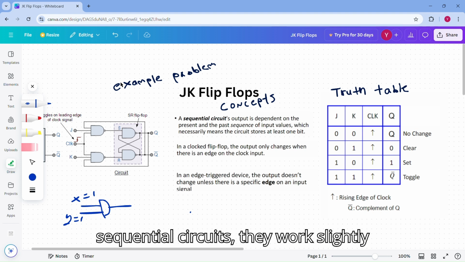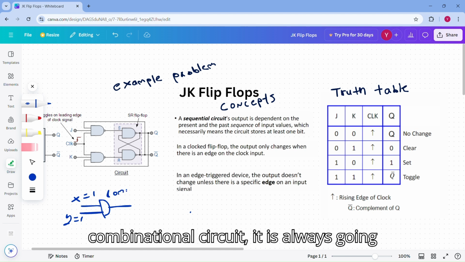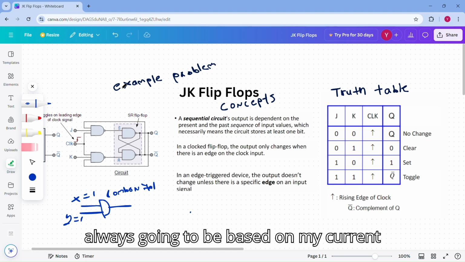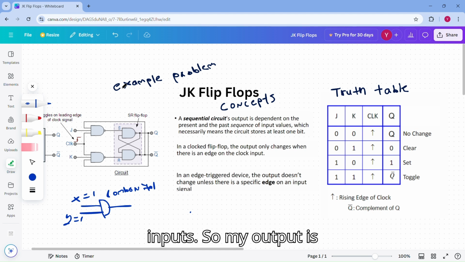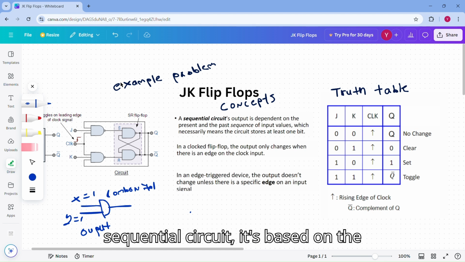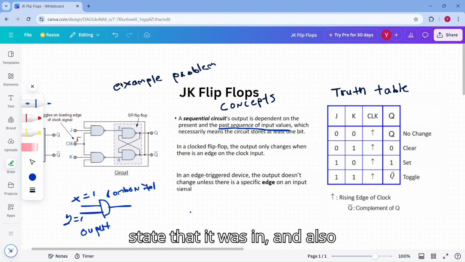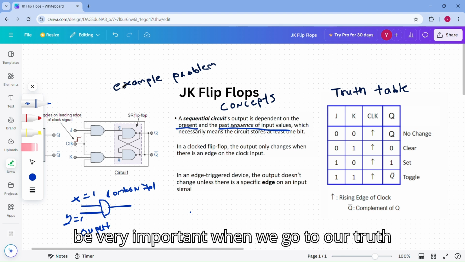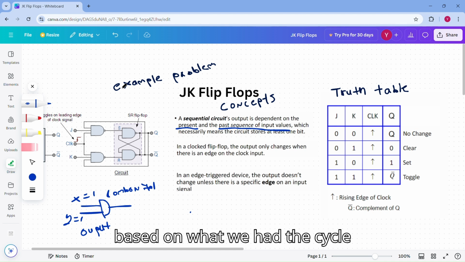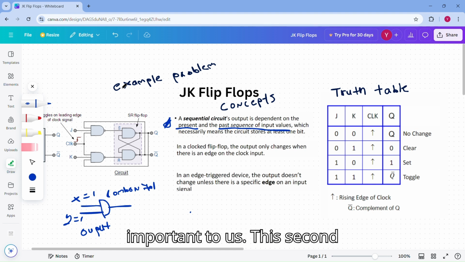Comparatively, when we're working in sequential circuits, they work slightly differently. My combinational circuit's output is always based on my current inputs. For a sequential circuit, it's based on the past sequence of input values, or the state that it was in, and also dependent on the present. So this will be very important when we go to our truth table, because our output is going to be based on what we had the cycle behind and what we have in the current cycle.